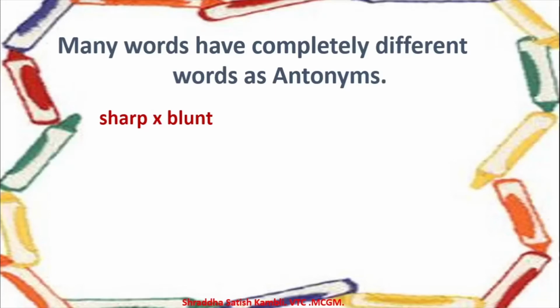Just like we have good and bad. So good is better and best. When we talked about degrees of comparison, we learned good, better, best. So these are two different words. In the same way, look here in the antonyms also. Sharp is blunt. So you have a sharp object and you have an object which is blunt.